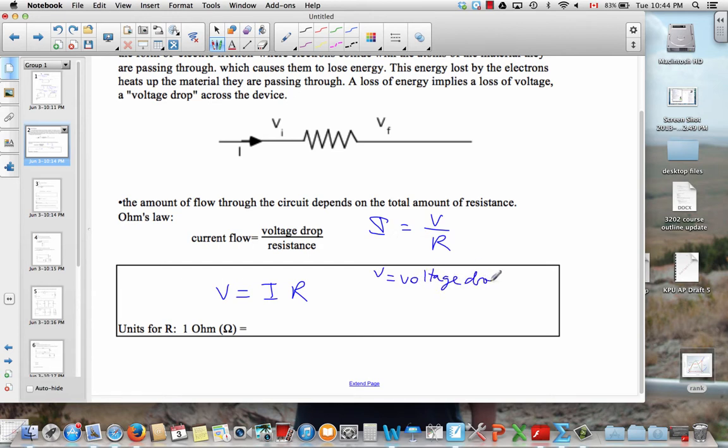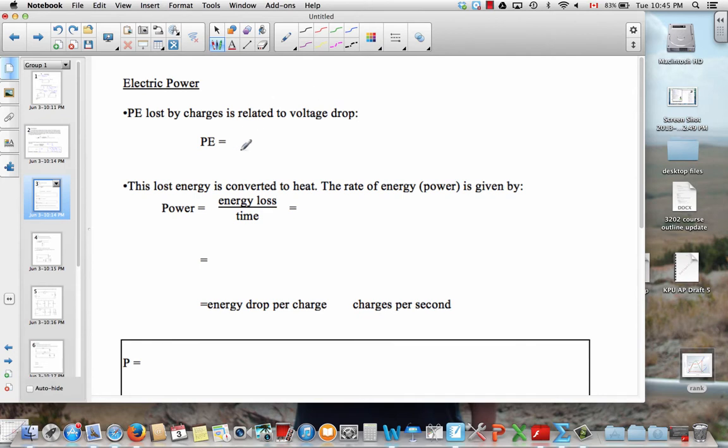V is the voltage drop across the resistor in volts. I is the current flow through the resistor, that's in amps, and R is the resistance, and that's in ohms. 1 ohm, you could see, is going to be a volt per amp.